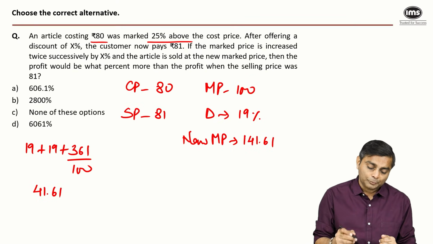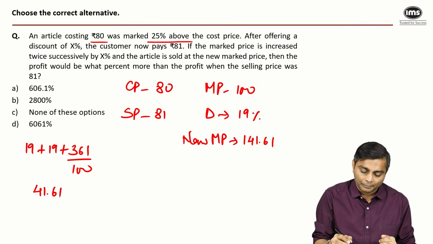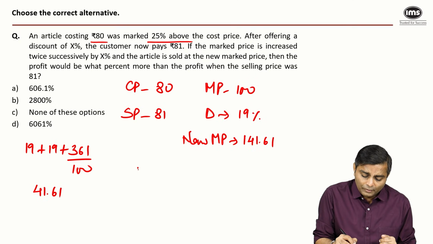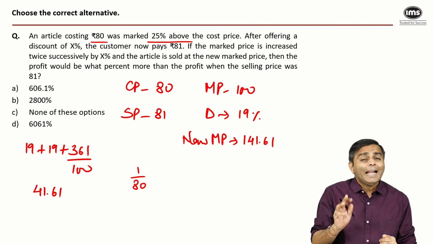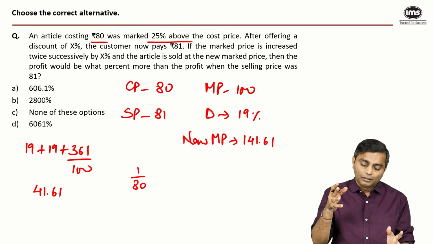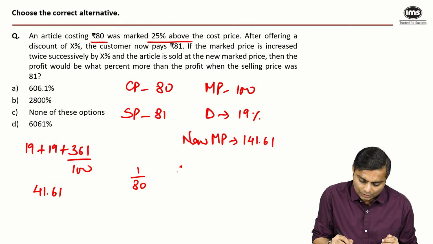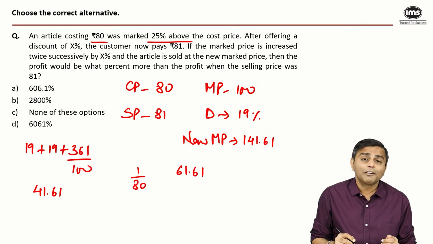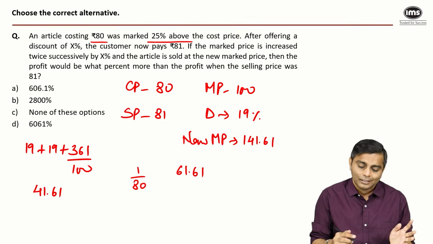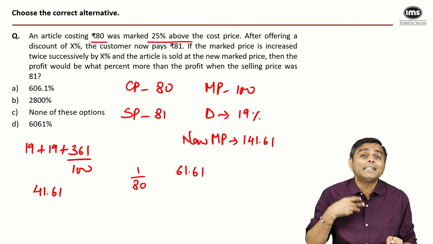Okay, then what have they asked? Profit would be what percent more than the profit when selling price was 81. When the selling price was 81, what was the profit? Profit was 1 on the base of 80. And now what is the profit? Now the profit is actually 141.61 minus 80 is 61.61. Correct? 61.61 of what it was earlier, which is 1. So 1 has now become 61.61. So it is becoming 61.61 times.